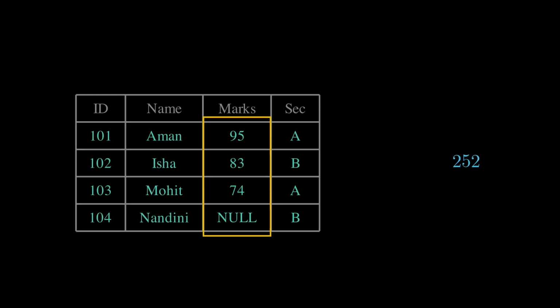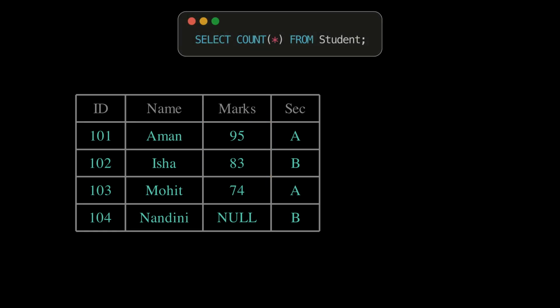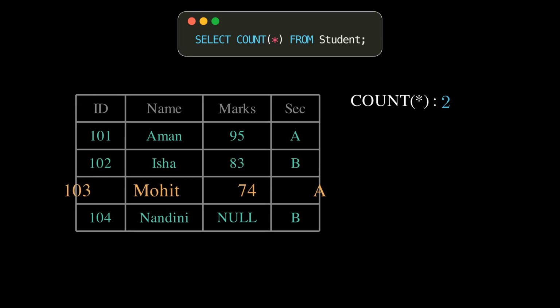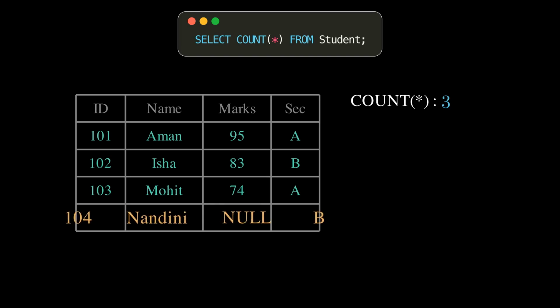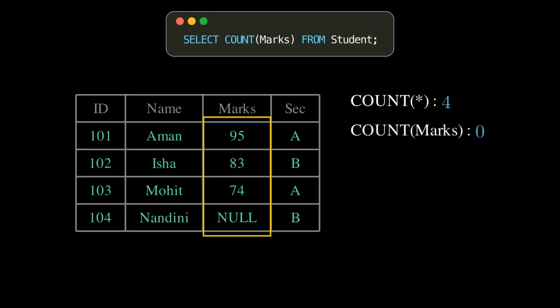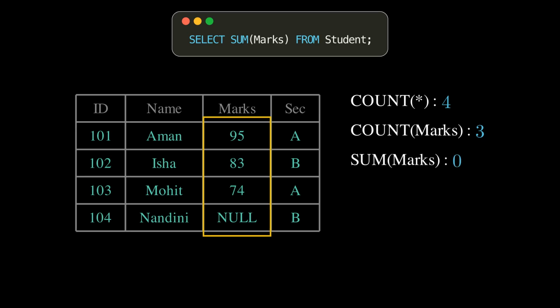Aggregate functions take a vertical column and collapse it into a single result. Let's start with COUNT(*). It counts the number of rows in the table, as shown. That includes the rows with null values too. But COUNT with a column name counts the values in the given column, as demonstrated. But remember, it ignores null, whereas SUM(marks) adds up all values to get the total.